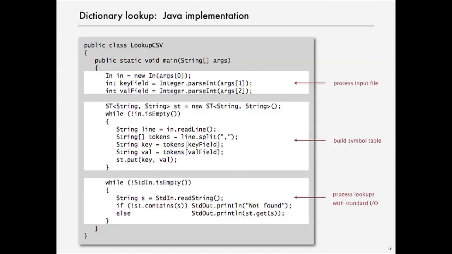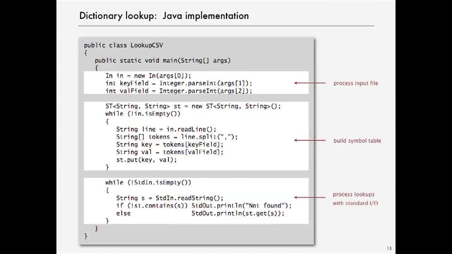We split according to comma into tokens in an array. And then the index in the array is going to be the fields that we're going to use. So the key is the string in the key field entry of the array, and the value is the string in the val field entry in the array, and we simply put that in the symbol table. So this while loop just builds the symbol table from the file.